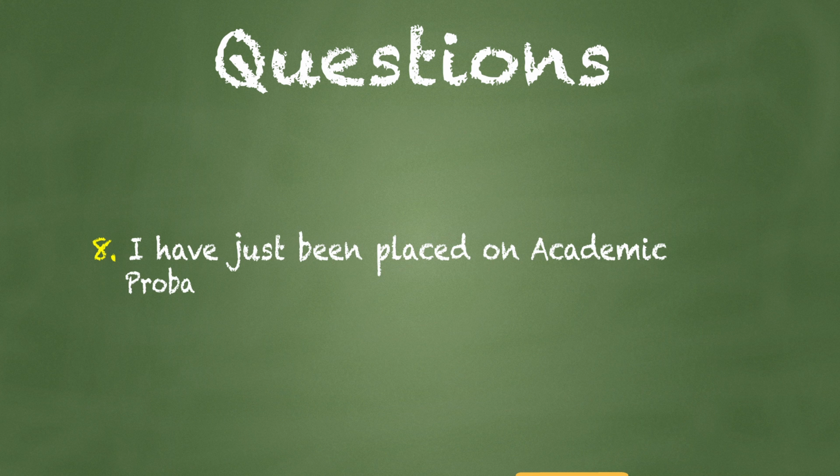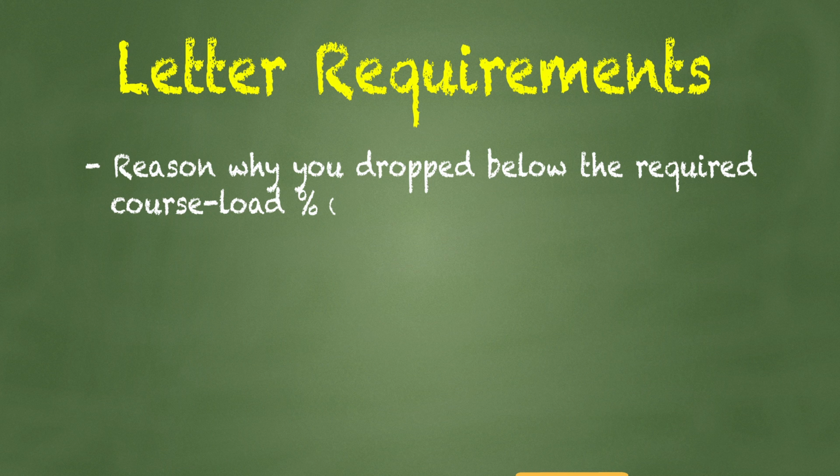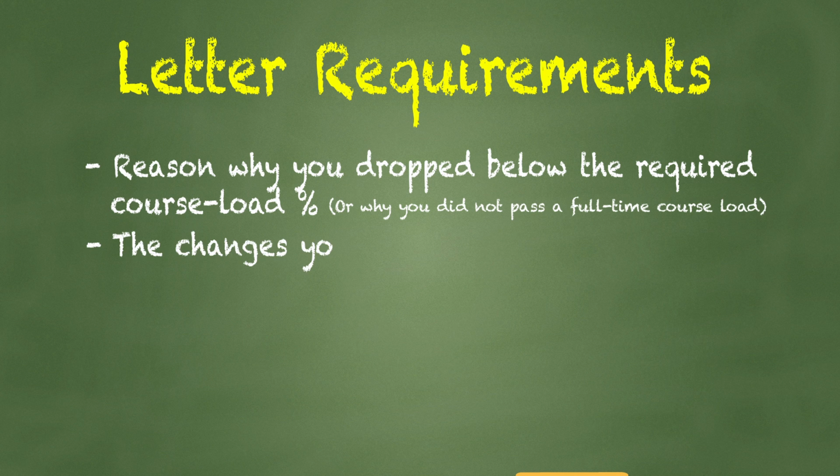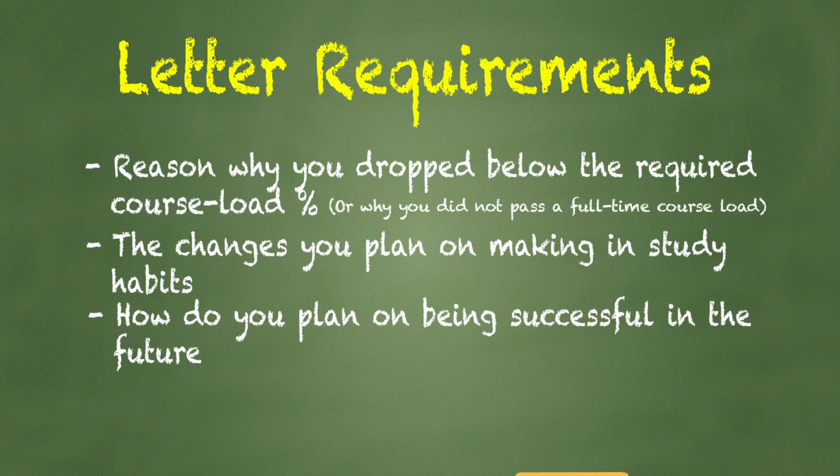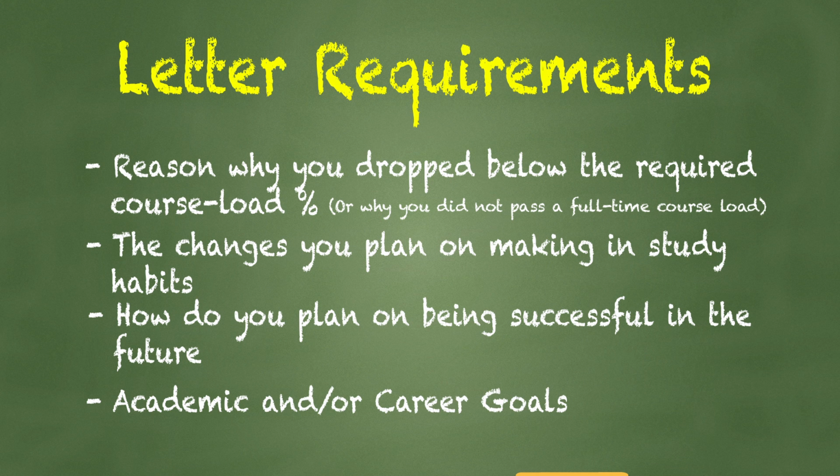I have just been placed on academic probation. What should I do? So if you've been placed on academic probation with OSAP, what you'd be required to submit to our office is a letter. In the letter, you'd have to state the reason why you dropped below the required course load percentage, the changes you're planning on making in your study habits, and how you plan to be successful going forward in the future, as well as any academic and career goals you may have.